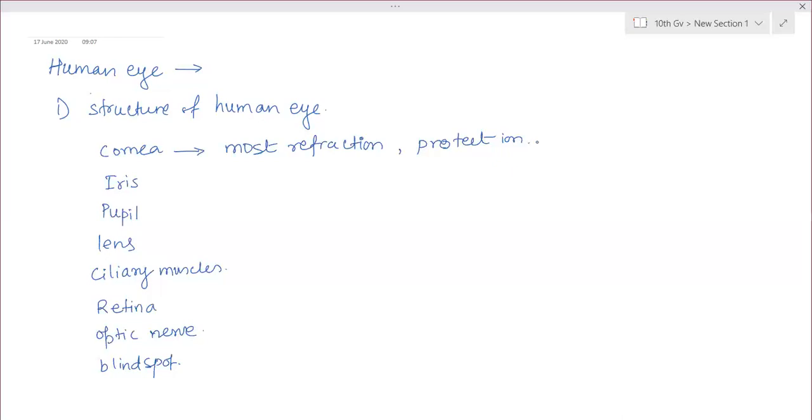Then lens. What's the function of lens here? Ma'am, it focuses the light rays on retina. Yes. Refraction takes place through the lens and forms the image. It forms the image on the retina.